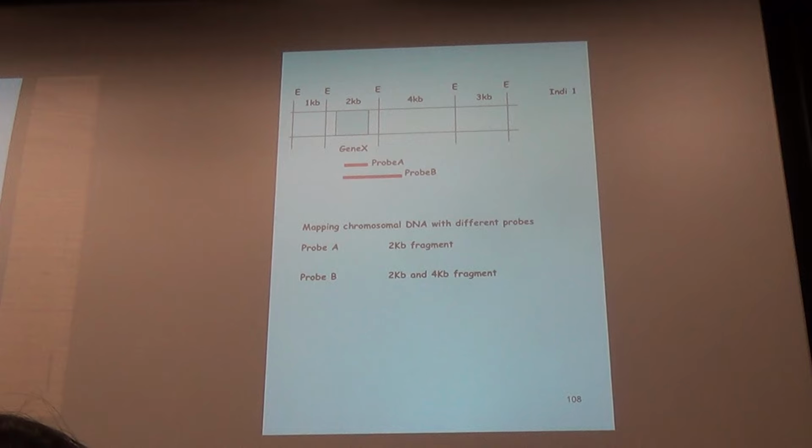And so when you do this experiment here with probe B, you get two fragments lighting up, a 2 kb fragment and a 4 kb. Now with probe C, what will I get?